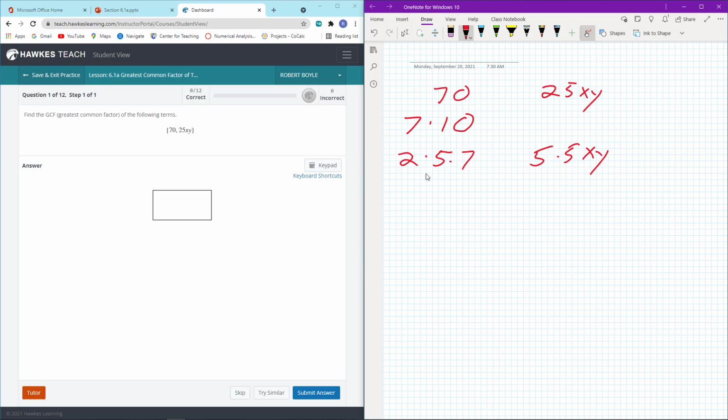What do we have in common? Well, they each have a 5 in common. That's it. Everything else is not in common. So in this particular case, our greatest common factor is going to be 5.